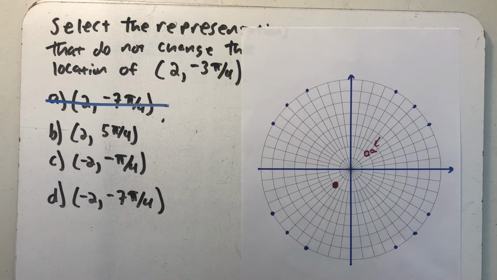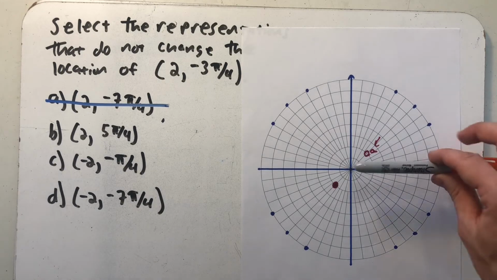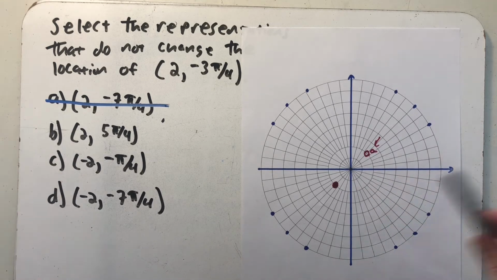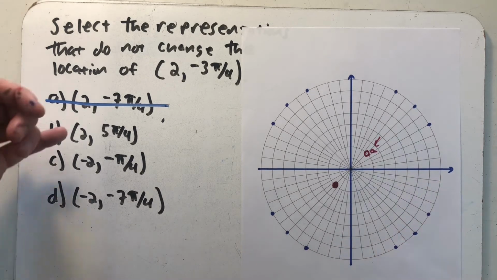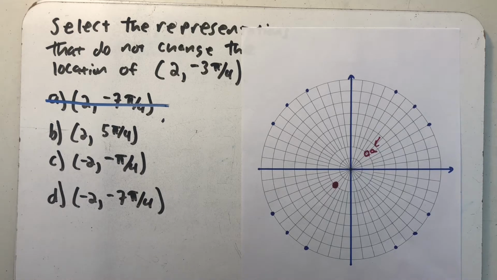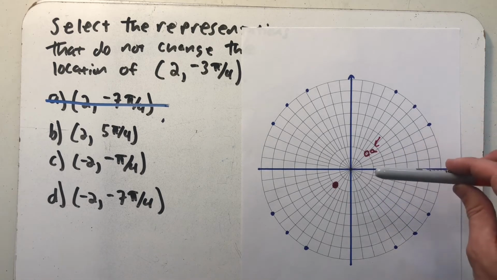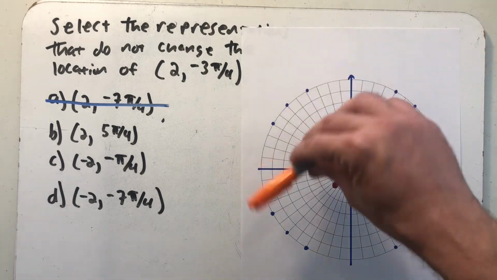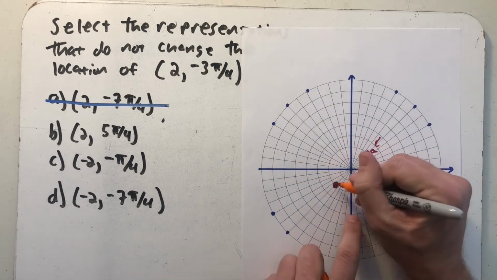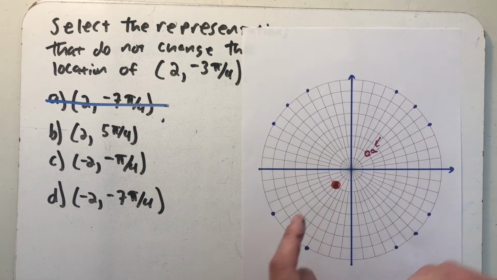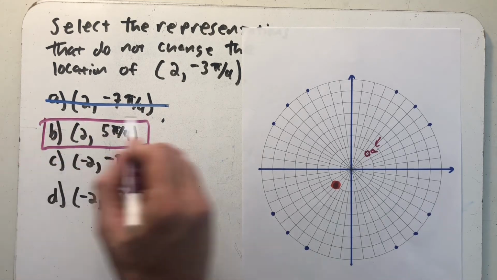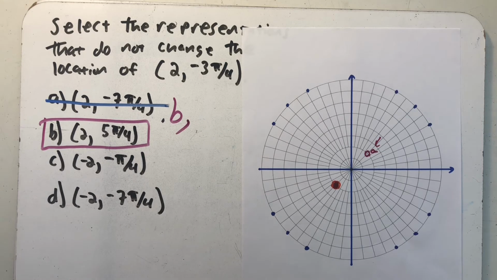2 comma positive 5 pi fourths, all right? So I'm 2 units away. There's hope with the radius. In fact, all of these have hope with the radii, right? If the value of r wasn't 2 or minus 2, there'd be no hope of having the same point. So I'm really just thinking about angles. And so if I go to 5 pi fourths, well, I do end right here at that same spot. So one of the places where I don't change the location of that point is B, right? B is going to be one of my answers.